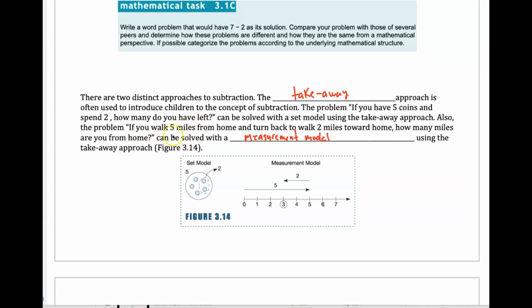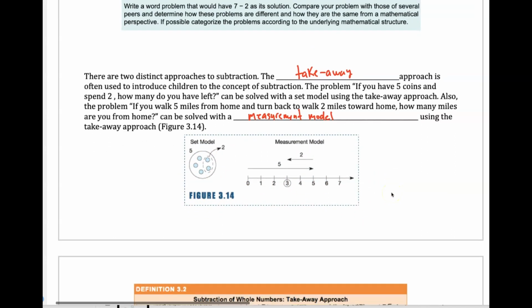If you walk 5 miles from home and turn back to walk 2 miles, how many miles are you away from home? Again, this is a takeaway approach, but you could use a measurement model, a number line going 5, back 2. Here's 5, take out 2. Those are important ways to distinguish how to solve approaches for subtraction.